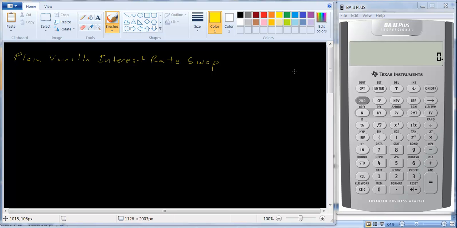I want to talk about a plain vanilla interest rate swap. This is the case where one firm wants to borrow at a fixed rate and another firm wants to borrow at a floating rate, a rate that changes over time. Now they may have different needs.